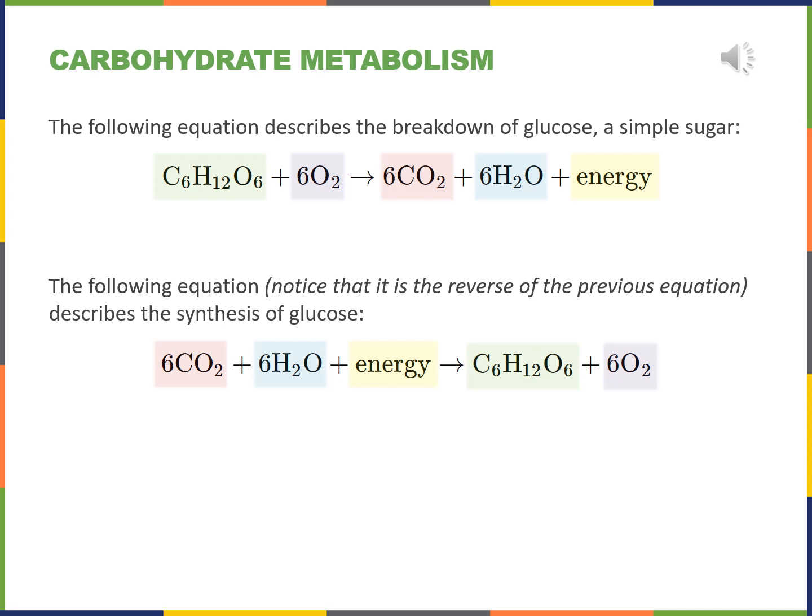Consumed carbohydrates have their origins in photosynthesizing organisms like plants, see Figure 6.3. During photosynthesis, plants use the energy of sunlight to convert carbon dioxide gas, CO2, into sugar molecules, like glucose, C6H12O6. Because this process involves synthesizing a larger, energy-storing molecule, it requires an energy input to proceed. The following equation, notice that it is the reverse of the previous equation, describes the synthesis of glucose. 6 carbon dioxide molecules plus 6 water molecules plus energy is converted into 1 glucose molecule plus 6 oxygen molecules.